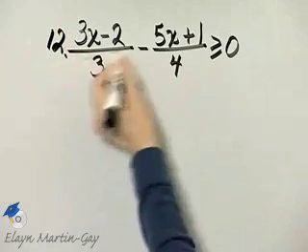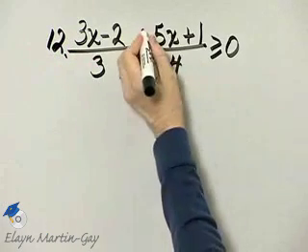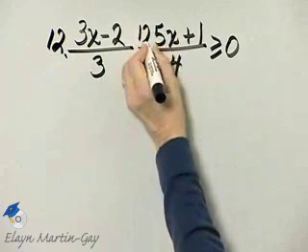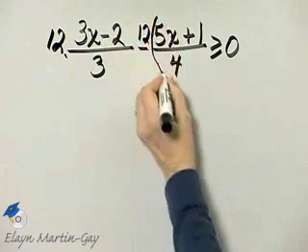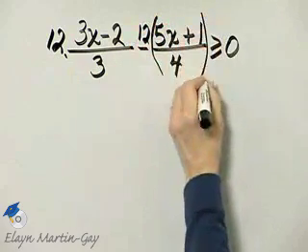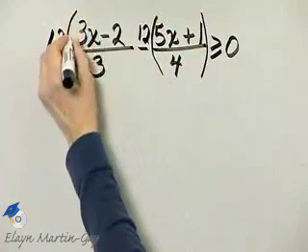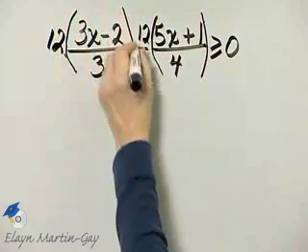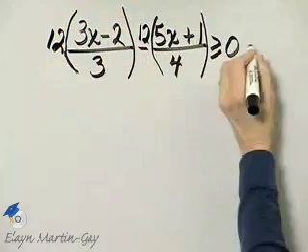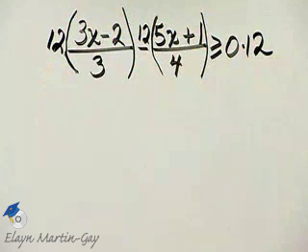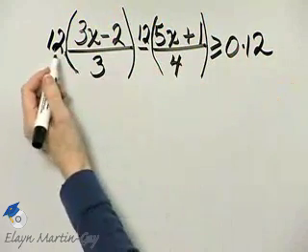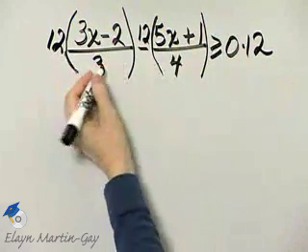12 times this term, and then I'll just squeeze this in. 12 times, let me put parentheses here so you can see it. 12 times that second term, and then do not forget 0 times 12. Of course, this time it doesn't make a difference because 0 times 12 is 0, but you've got to remember to multiply through.